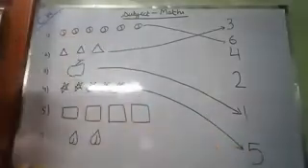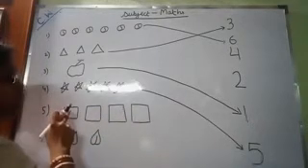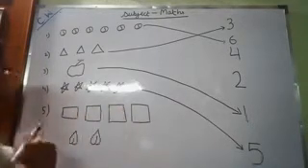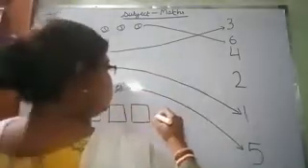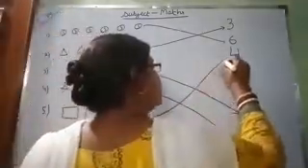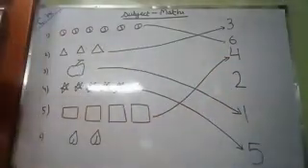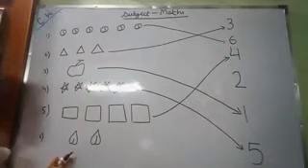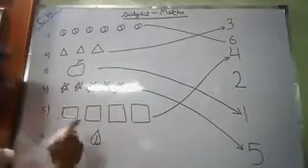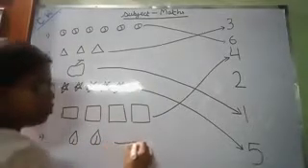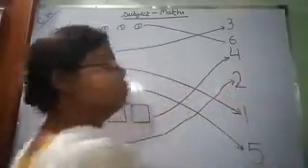And okay. Now next 1, 2, 3, 4. How many are there? Again count. 1, 2, 3, 4. Okay. 4. Where is 4? There is 4. You have to just draw one line up to 4. And here, how many pictures are there? 1, 2. Where is 2? There it is 2. You have to just draw one line up to 2.